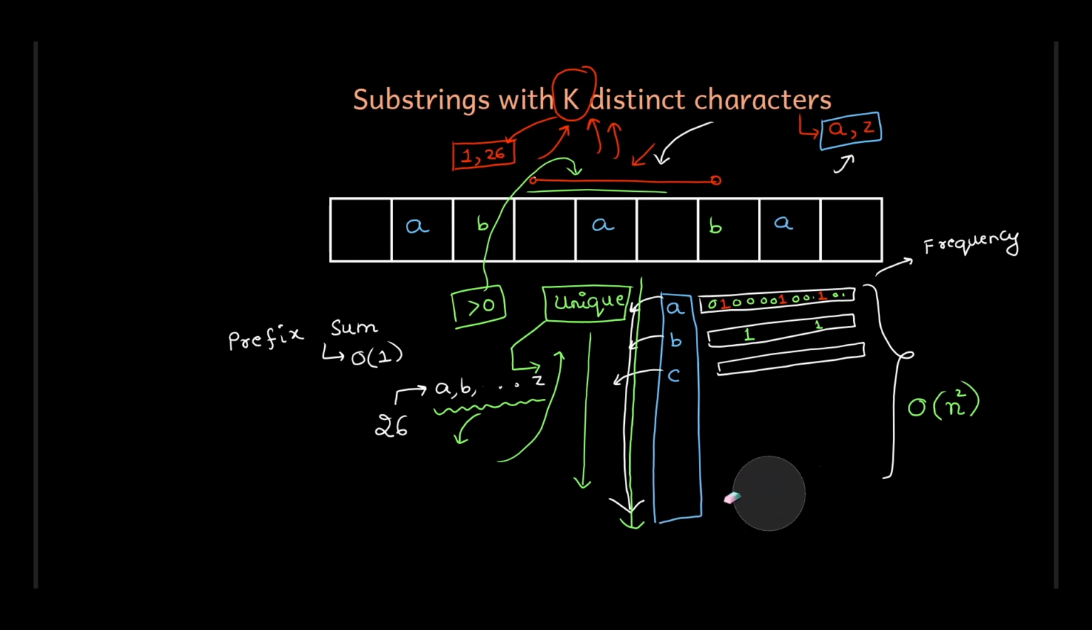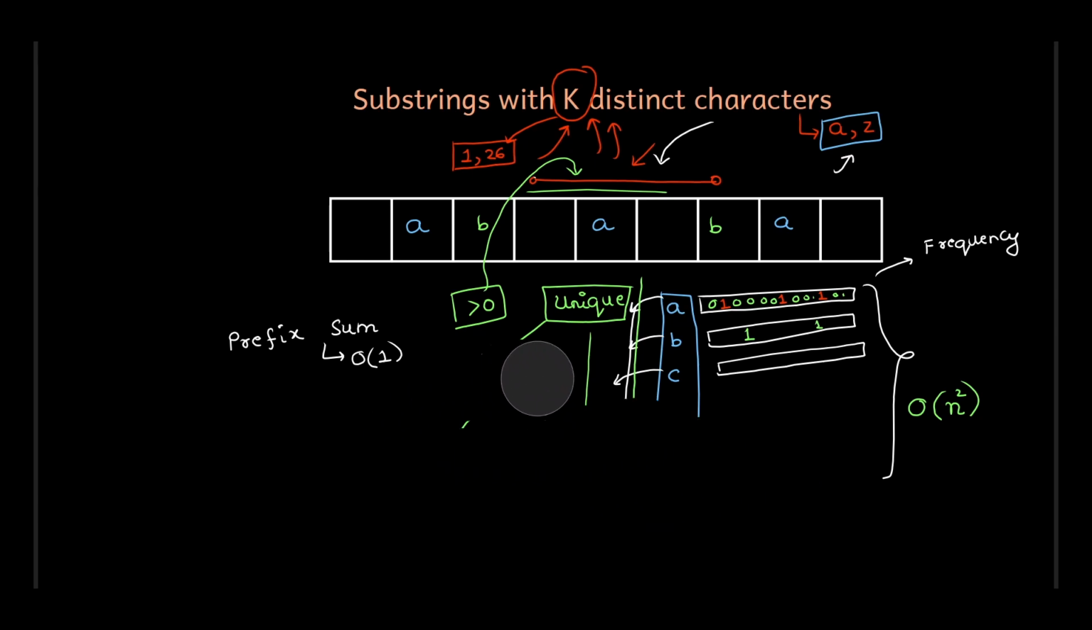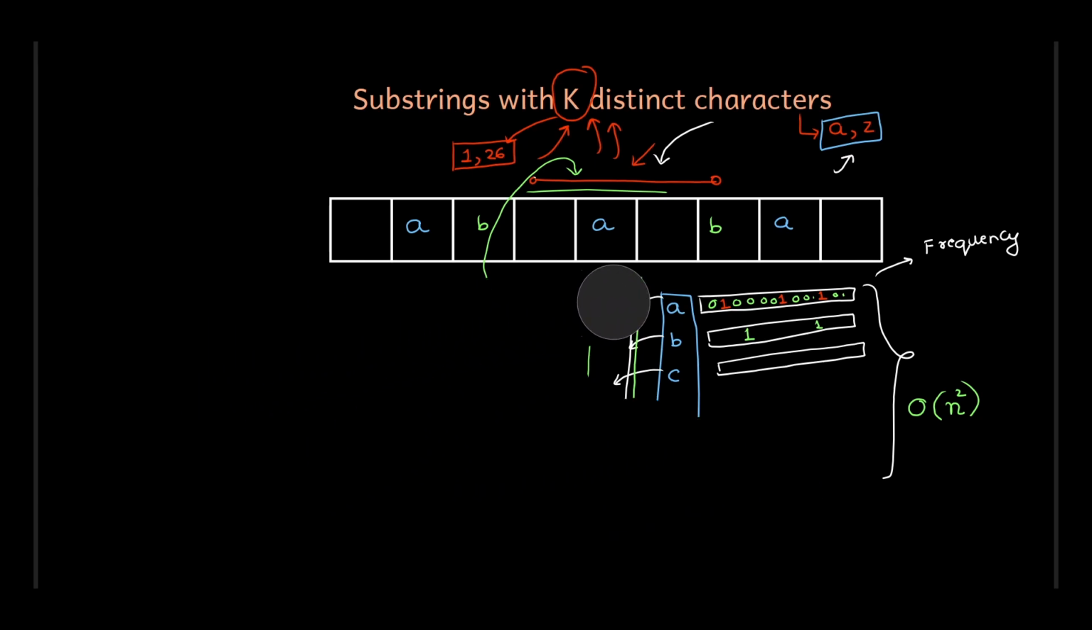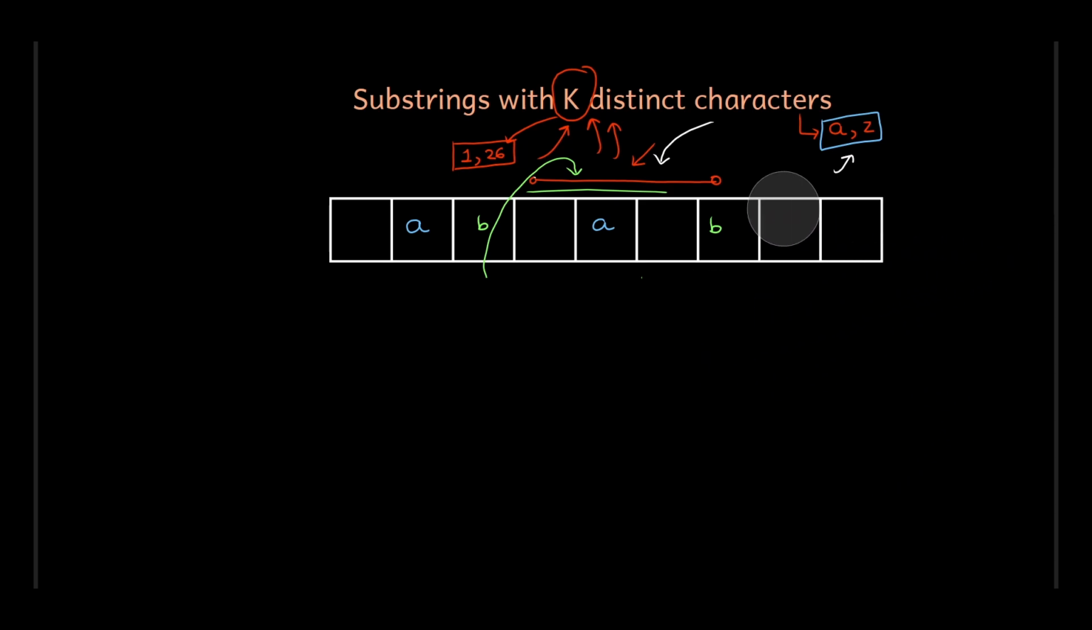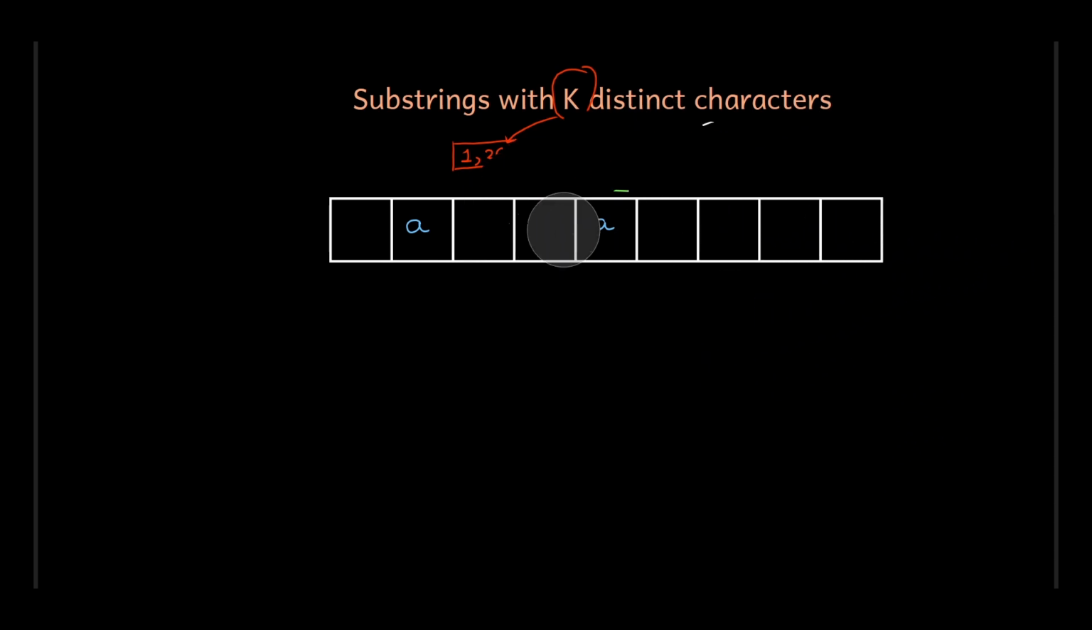But now what if you want to solve it in even better time complexity? Can you try to solve this problem in O of n? So right now you can see that enforcing the constraint that each subarray should contain exactly k distinct characters is a very difficult problem to solve.